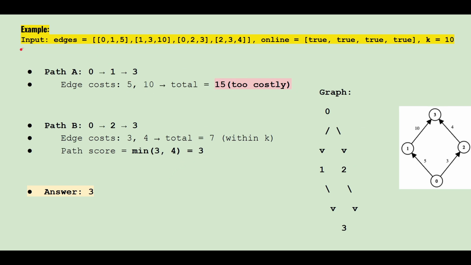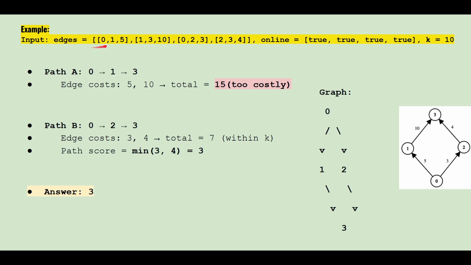So let's understand the example we have given here. The example is saying that we have given input, right? Input edges are [0, 1, 5], [1, 3, 10], like this we have given inputs, and these are the online array we have given, meaning we have given edges and we have given online.